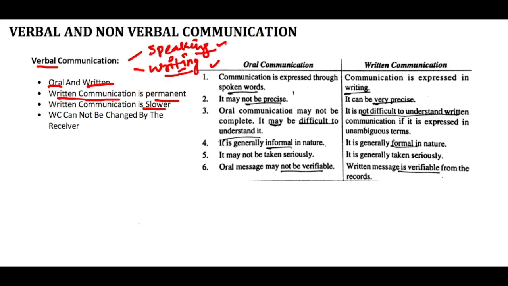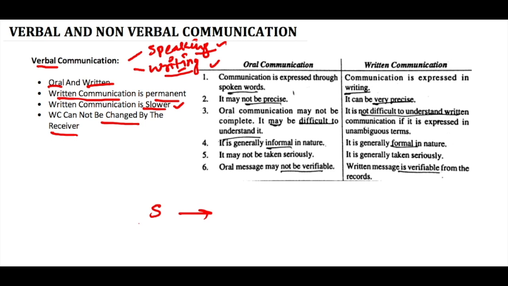So written communication, which is verbal, is permanent, whereas written communication is slow. What I'm talking to you right now is much faster, much speedier, than what I have written on the screen. Whatever I have written is only a part of what I'm talking to you about, for the reason that written communication is slow. Written communication cannot be changed by the receiver, so this is an advantage.